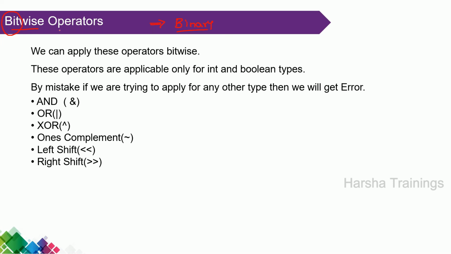The important thing is that bitwise operators are applicable only for integers and Boolean types. For floating point, complex numbers, or the remaining data types, it is not applicable. If you try to apply them to any other type, it will simply show an error.